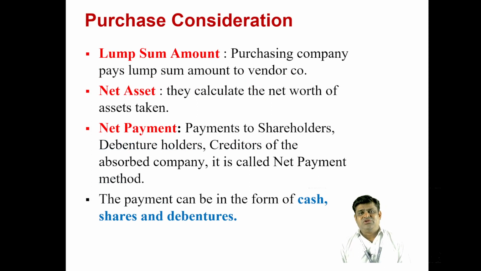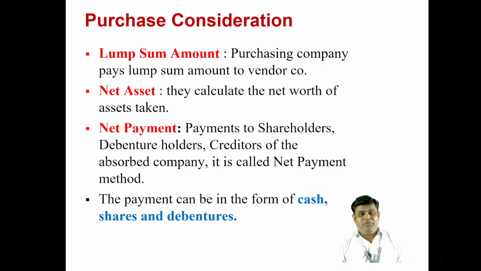Now, the methods of purchase consideration which are involved in the process of absorption. The first method is the lump sum method. Here the purchasing company pays a lump sum amount as consideration for the purchase of business to the vendor company. Then the second method is the net asset method, wherein the total assets are taken as per the agreed values and the liabilities taken over by the purchasing company are subtracted. So net assets are arrived at, and equal to that net asset, the price is paid to the vendor company or the shareholders of the vendor company.